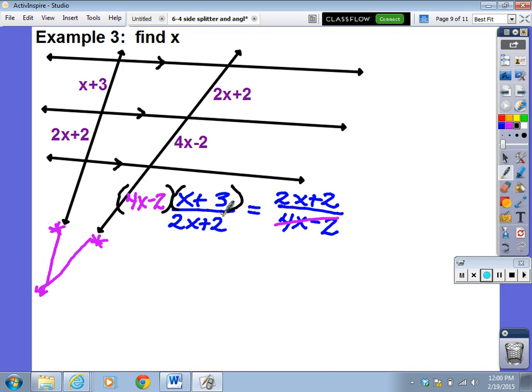All right, and multiplying both sides by 2x plus 2. So we're multiplying this side by 2x plus 2, but it will divide out over here. Now once again, put it in parentheses.